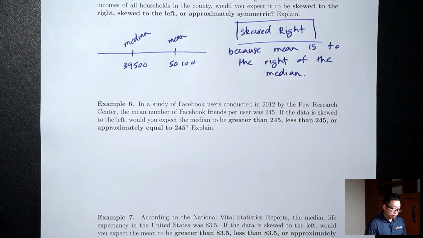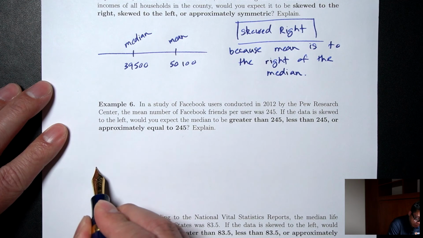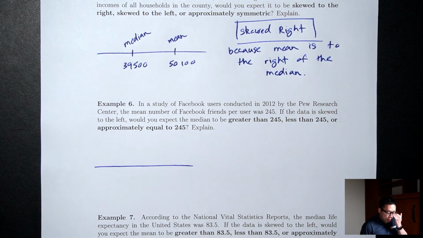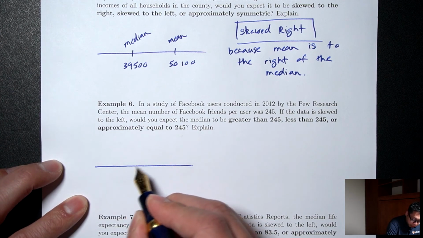Example 6. In a study of Facebook users conducted in 2012 by the Pew Research Center, the mean number of Facebook friends per user was 245. If the data is skewed left, would you expect the median to be greater than 245, less than 245, or approximately equal to 245? Make my number line. The only number I gave you here was the 245, so I'll just put 245 somewhere.